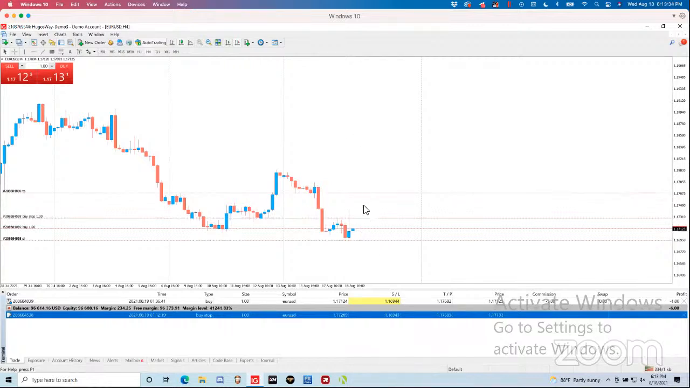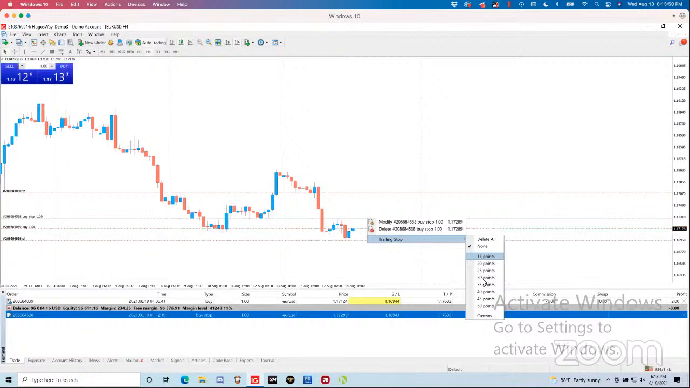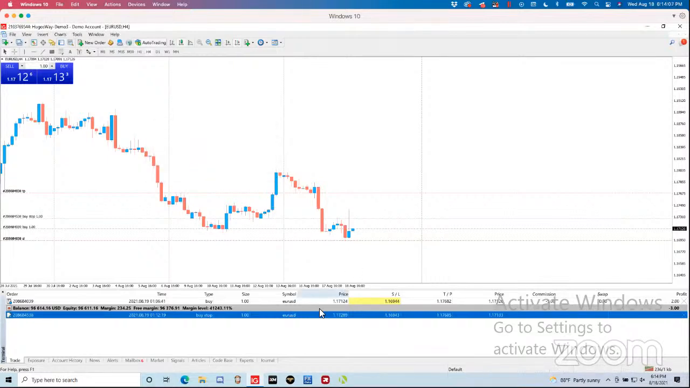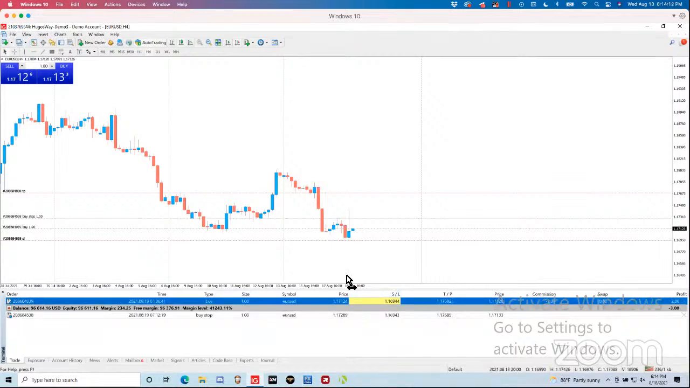And that handles that. If I want to put a trailing stop in, we use the same thing. Come to custom, don't use these. This 15 points is only 1.5 pips. This 50 points is only 5 pips. Come to custom. I want to use a 15 pip trailing stop, so that's 150 points, right? That's triggered. That's ready to go. I don't have to worry about that no more, right?